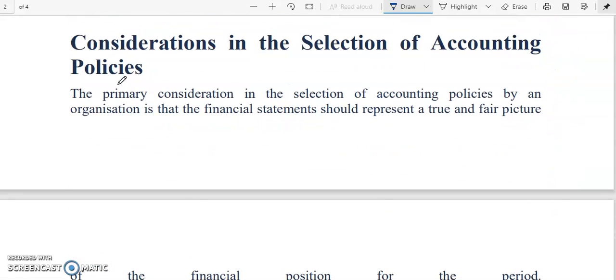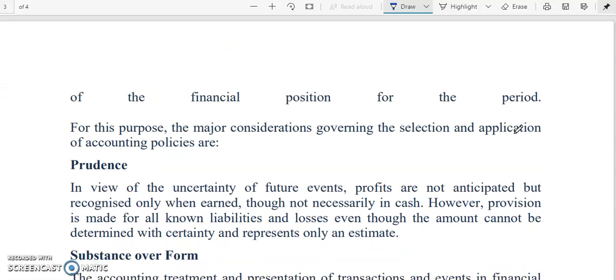Now, what should be the consideration for the selection of the accounting policy? What should the organization look at for selecting an accounting policy? What is the primary consideration? The primary consideration is that the financial statement shall present a true and fair picture of the financial position.